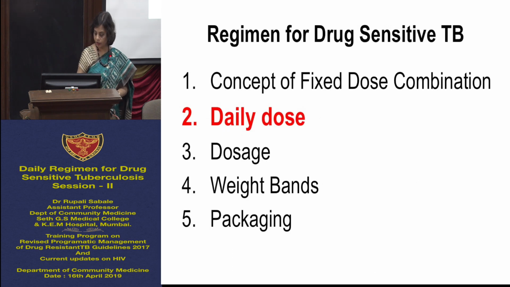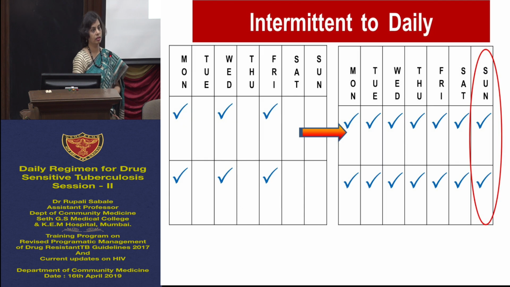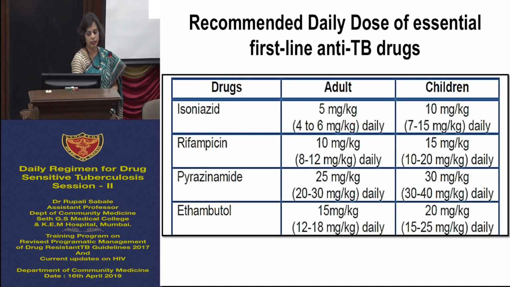Okay, coming to daily dose. Earlier we had DOTS which we used to give as intermittent alternate dose, but now it is daily. So when we say daily, it is from Monday to Sunday. That means Sunday also is included in this daily regimen. Every day the patient has to take TB tablets. So these are the daily doses for first line anti-TB. Now in this first line, streptomycin is not there. It is isoniazid, rifampicin, pyrazinamide, and ethambutol.